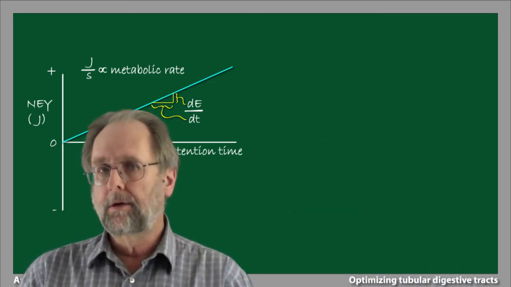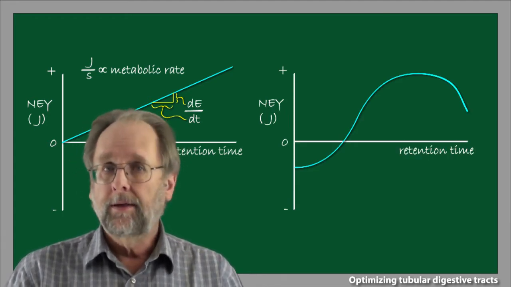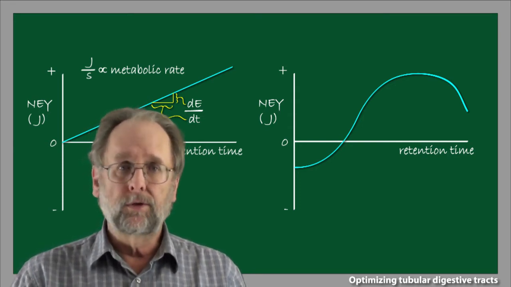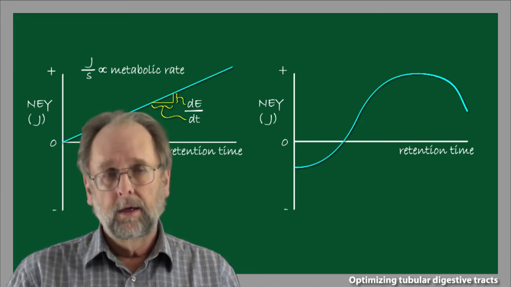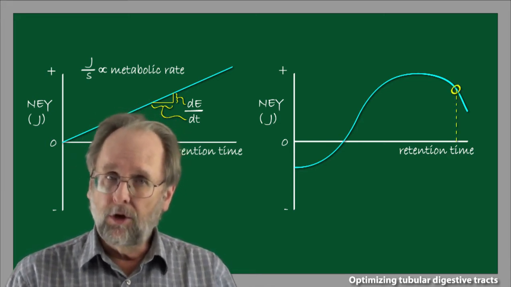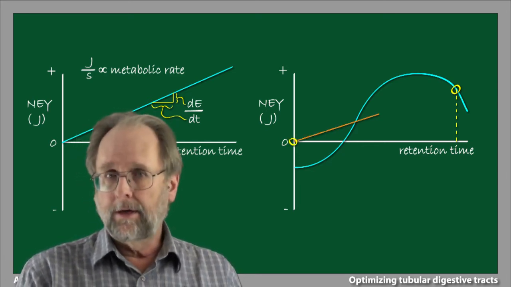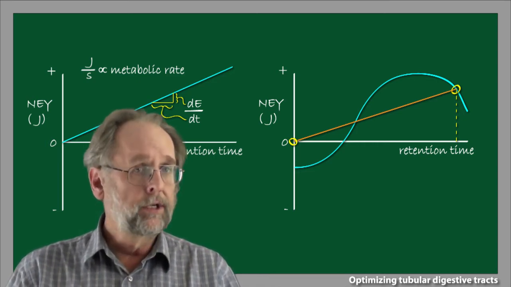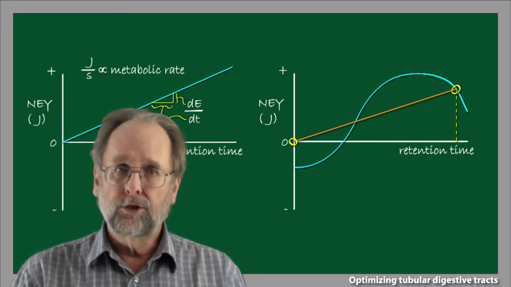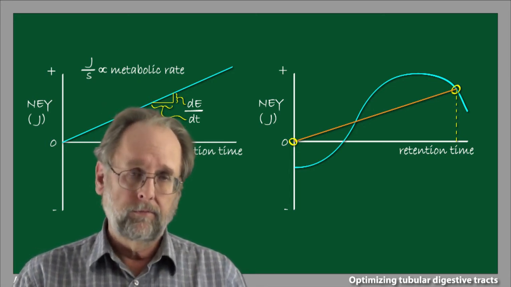Okay, let's now return to our curve of net energy yield over retention time. What should the retention time be that would enable an animal to maximize its rate of energy return? Well, let's look at a couple of scenarios. We could, for example, look at the energy return rate for a retention time that is longer than the peak yield retention time T star. If we draw a straight line from the origin to the net energy yield curve, we'll get a line that looks something like this. Remember that this straight line represents an average return rate of energy for a particular meal.